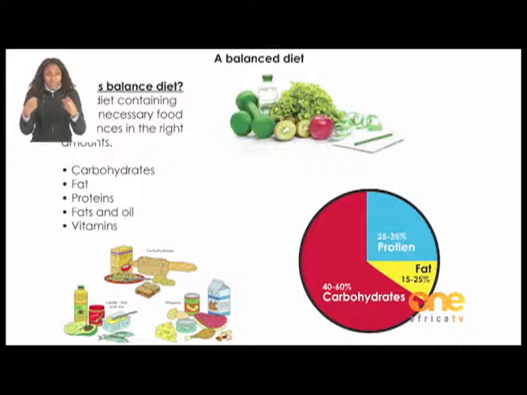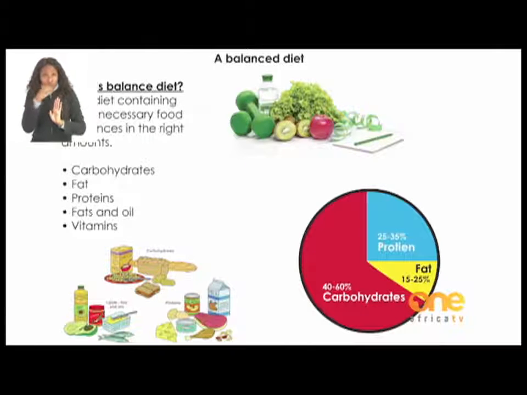Next is protein. When you look at protein, it needs to cover 25 to 35% of our meal. The reason is because protein is needed for our body building. Next are fats. We need a small amount of fats, only 15 to 25%, because fats also provide us with energy-storing foods.